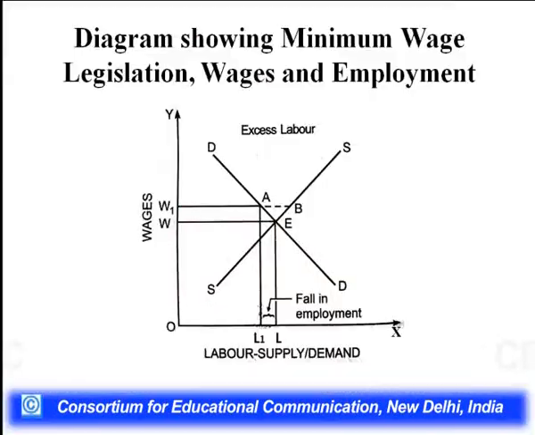So, this is a gap, a surplus of labor in the market. In terms of economics, we can say that this is creating a distortion in the labor market. So, AB is the surplus of labor, and if OL is the total quantity of workers available in the economy, or in other words, OL is the level of full employment in the economy, then L1L would be the quantity of unemployment generated as a result of fixation of minimum wage OW as compared to OW1.